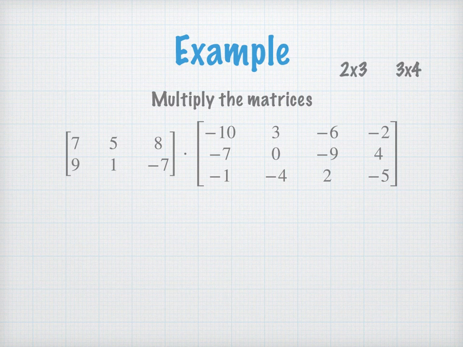Well, to answer that question, my first matrix is a 2 by 3. There's 2 rows, 3 columns. And my second matrix is a 3 by 4. 3 rows, 4 columns. So it's nice when we see the size of our matrices sitting next to each other. We see that 3 and 3, those are equal. And this also tells me the size of my answer matrix. My answer matrix is going to be a 2 by 4.